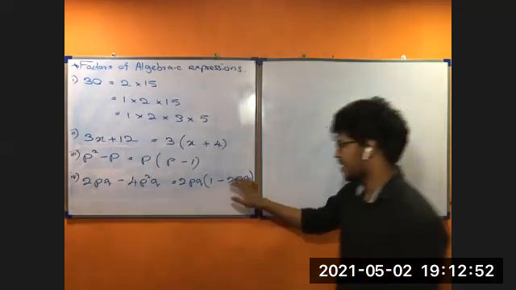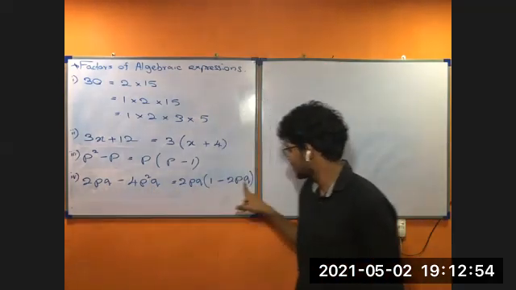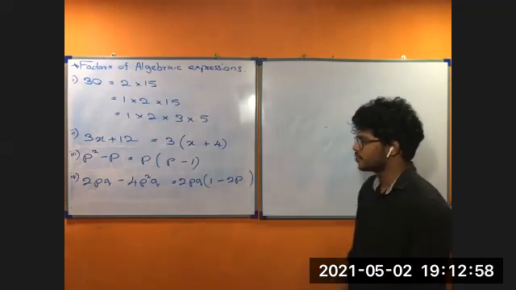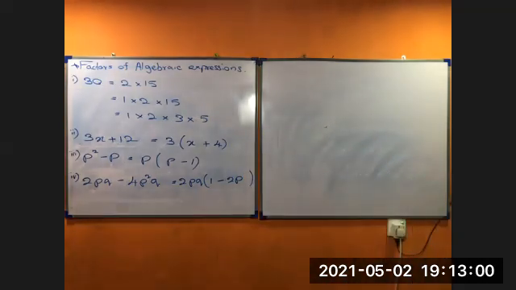Oh yeah, I made a mistake. Yeah, right. So you took Q outside, right? So this is not going to be there. Yes, you're right. So it is going to be 1 minus 2P. Yeah. 1 minus 2P. Okay.